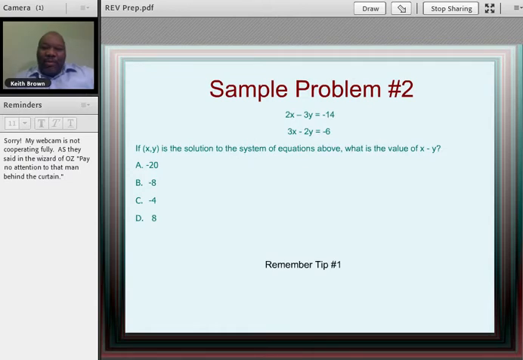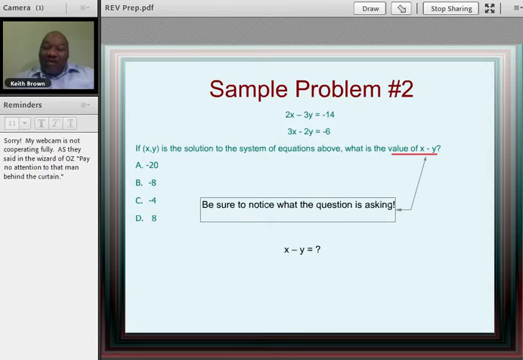Sample problem number 2. If (x, y) is the solution of the system of equations above, what is the value of x minus y? Remember tip number 1. We want to identify what the question is asking us. Once again, you want to underline it or write it out. I recommend you practice doing this till it becomes a routine. Now, we know what we're being asked to find.